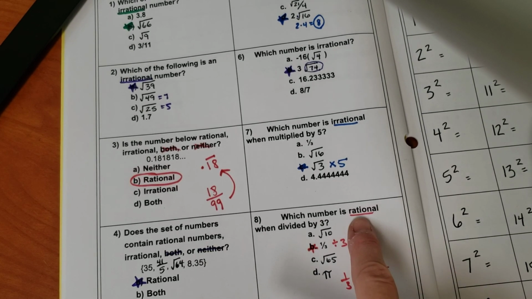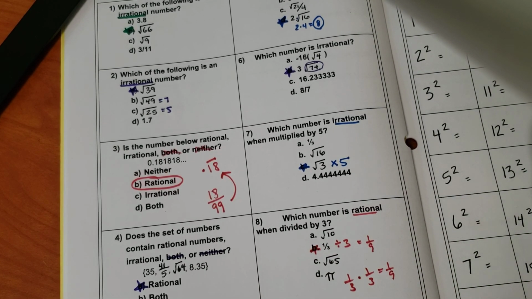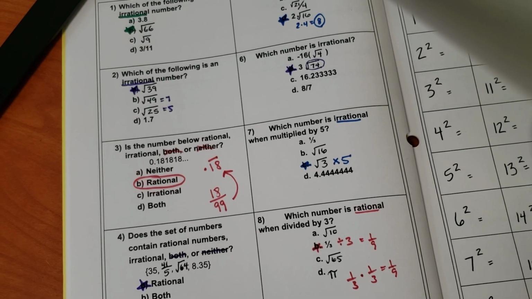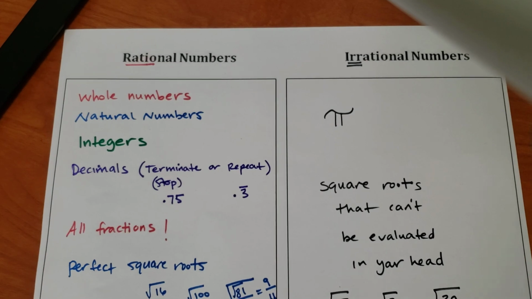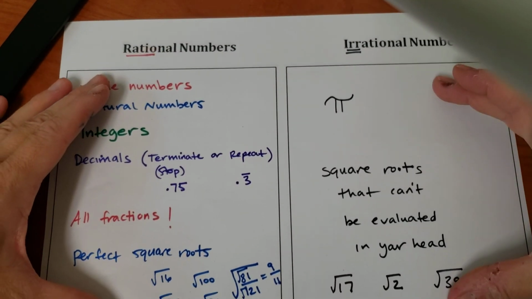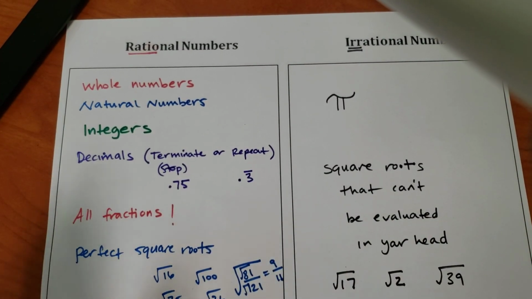So in order to get a rational result, you have to have a rational number to start with. All the other ones are irrational numbers. Okay, hopefully that was helpful. I hope that you feel like you can classify numbers as either rational or irrational, knowing that they can't be both and they can't be neither.